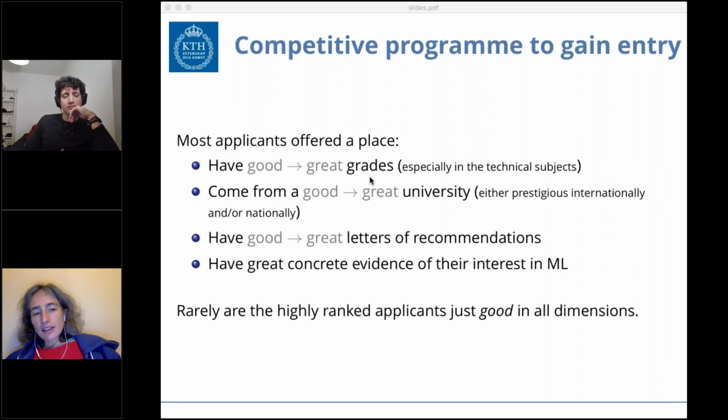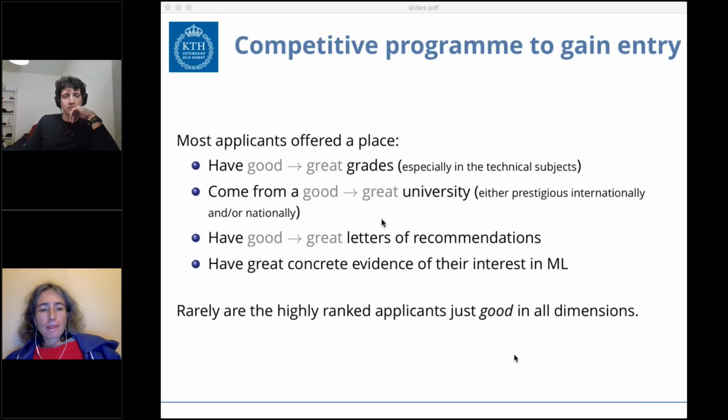Okay, so as I said, this is a competitive program to gain entry into. Most applicants who are offered a place have good to great grades, especially in the technical subjects. They come from a good to great university, so either it's prestigious internationally or nationally. They have good to great letters of recommendation, and they show very concrete evidence of their interest in machine learning. So it's rarely the case that highly ranked applicants are just good in all dimensions. So this is what I should say.